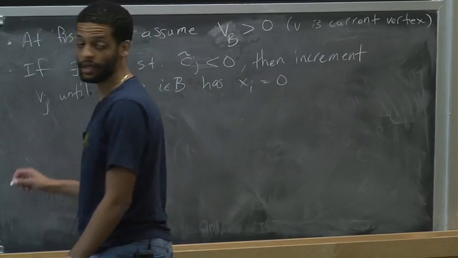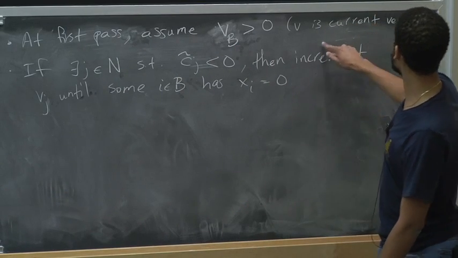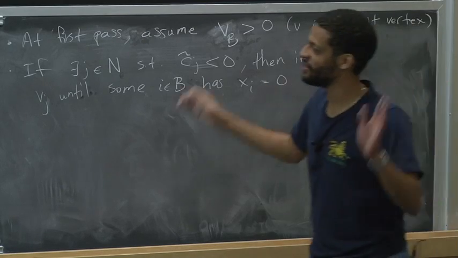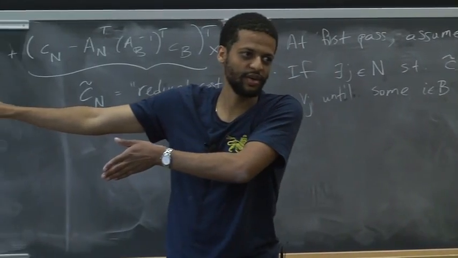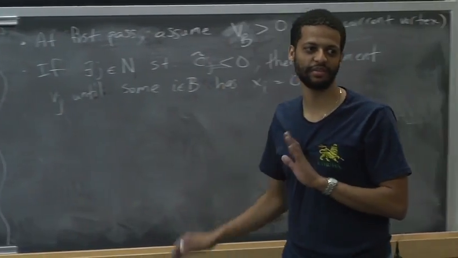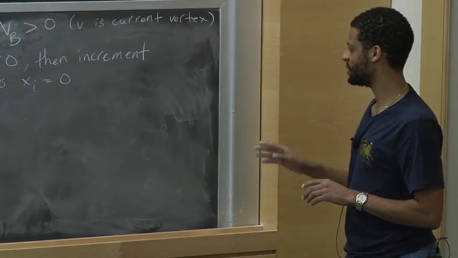But when you say VB, do you mean XP? So V is my current vertex. I just wanted to differentiate between this, which is the LP, and V, which is the point that I'm currently working with. Okay, good.